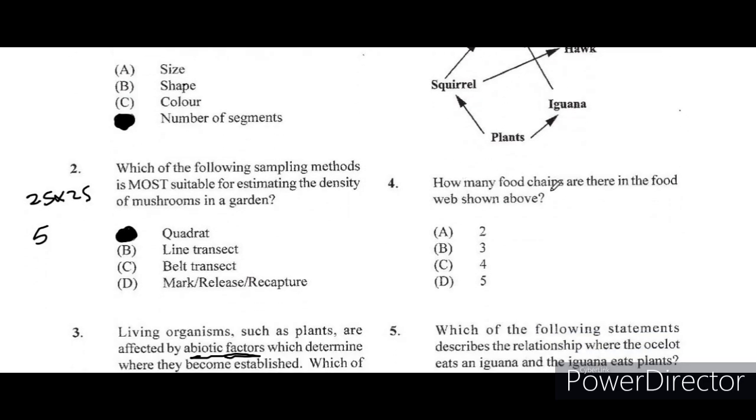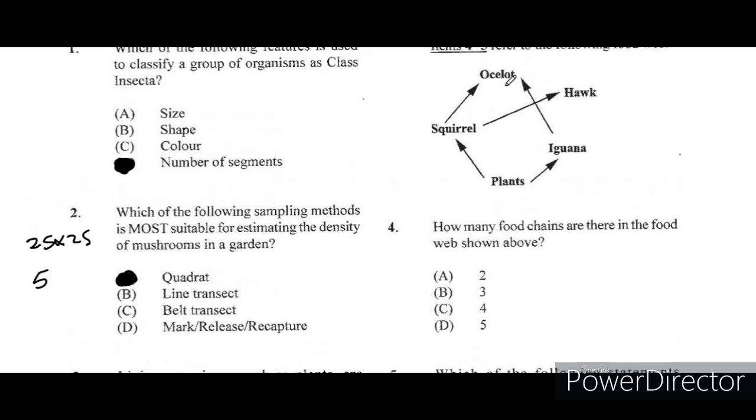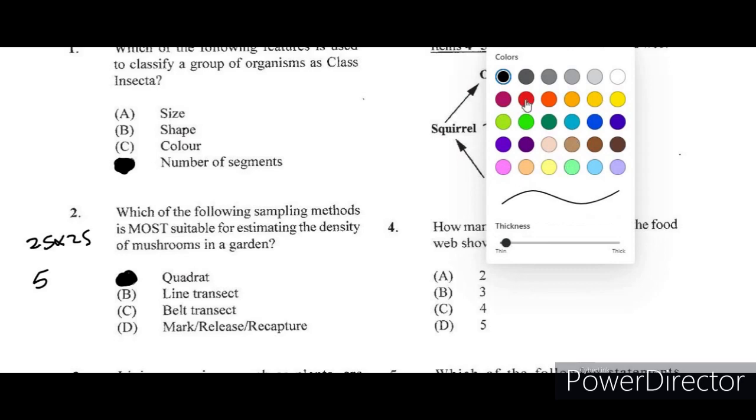So number four says, how many food chains are there in the food web shown above? I just did that. Well, that's coincidence. Plant to that one, so that's one, this way to this way, it's two, and from here to here, that's three. All right, so let me draw all these over in case you didn't get that.